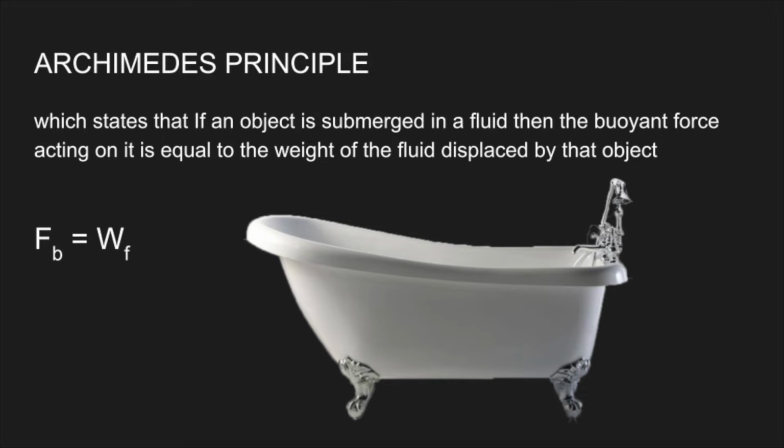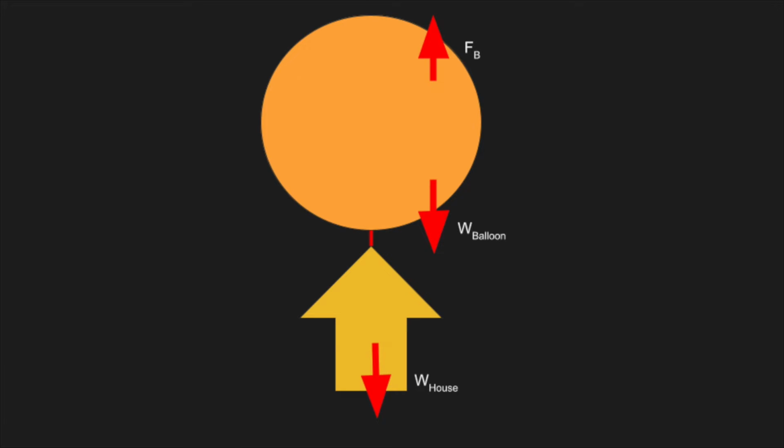The concept that applies here is Archimedes' principle, which states that if an object is submerged in a fluid, then the buoyant force acting on it is equal to the weight of the fluid displaced by that object. We could use this concept to figure out the amount of balloons we need to lift the house. Let's take a look at the system we have here. As you could see, the buoyant force is pulling the system upwards, and the gravitational force of the house and the balloon are pulling it downwards.